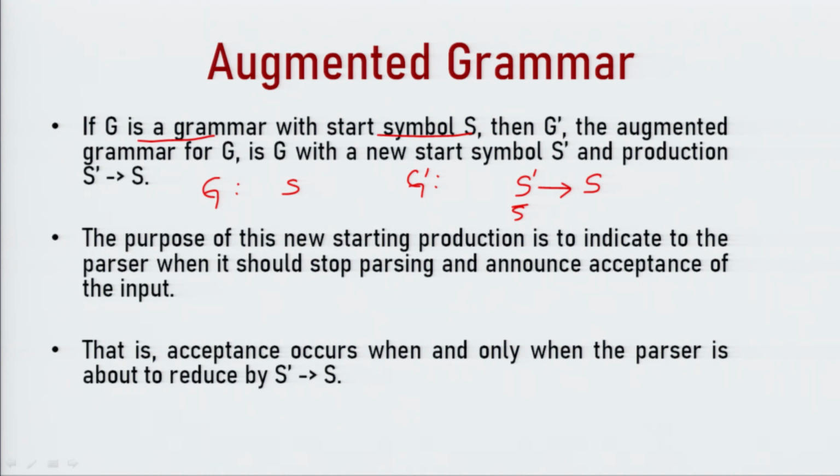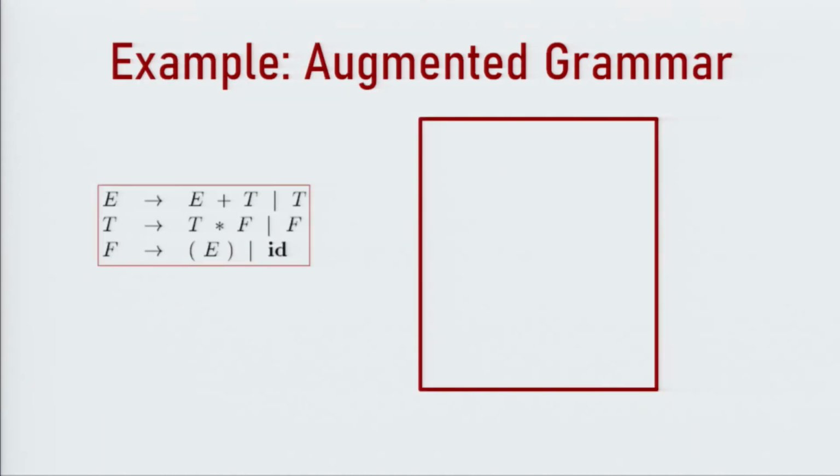The purpose of this new starting production is to indicate to the parser when we should stop the parsing and when we should announce the successful completion of the parsing based on the input string. So, acceptance occurs when and only when the parser is reducing S to S prime. Whenever S is reduced to S prime, the parser can announce successful completion of parsing. For doing so, we get the augmented grammar.